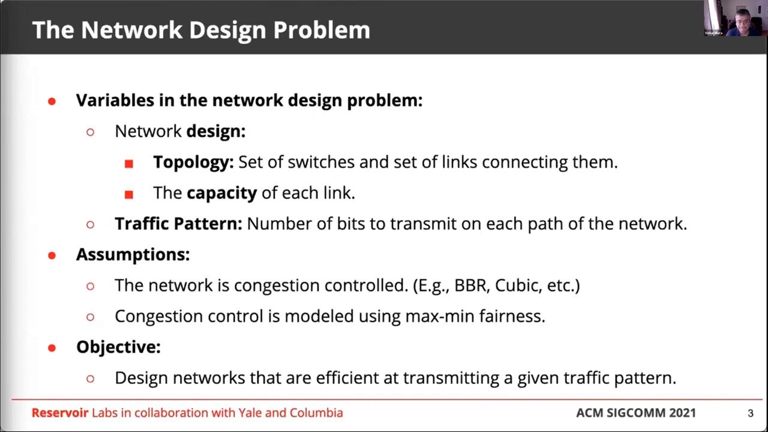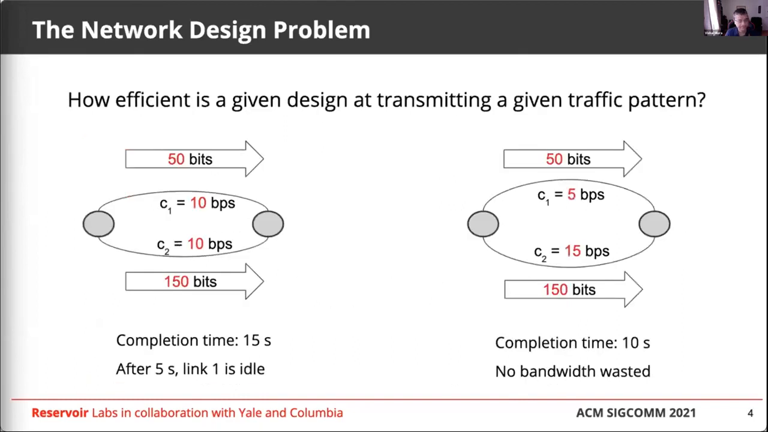Now, the goal is to design networks that transmit data efficiently. So the first question we ask is, under our assumptions, how efficient is a given design at transmitting a given traffic pattern? Let's start with a simple example. This network on the left has two nodes shown as gray circles and two links connecting them, both with capacity of 10. There's one flow using each link, one with size 50 and the other 150 bits. So the first flow will finish in 5 seconds, right? 50 divided by 10. But the second flow won't finish for 15 seconds because it carries more data.